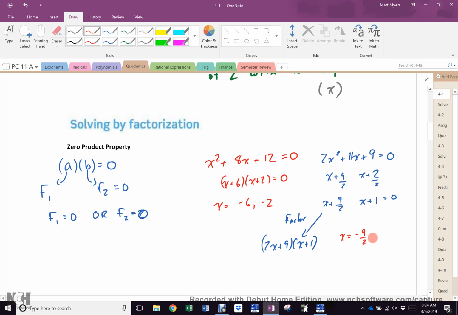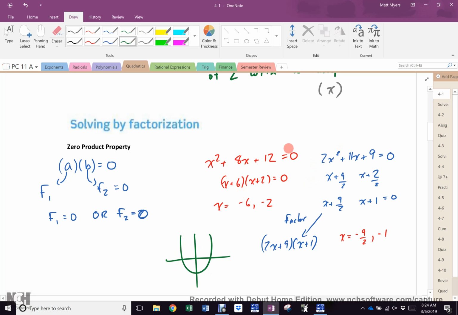Negative 9 halves or negative 1. Is everybody cool? Yeah? Everyone's good? Okay, now, remember how I said I wanted you to keep that graph thing in your head? This has a square, right? Which means if I were to graph this, either one of these, I'd make that shape, wouldn't I?